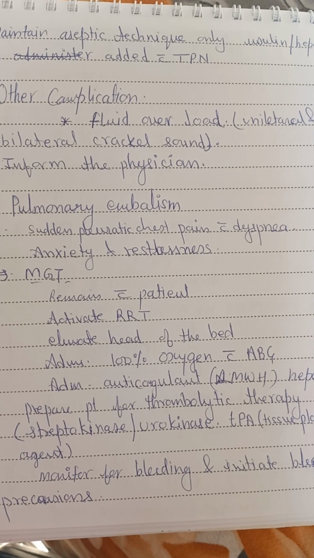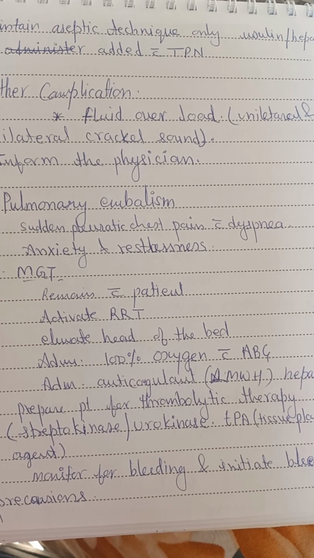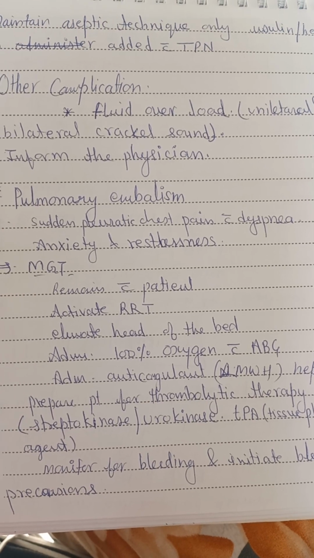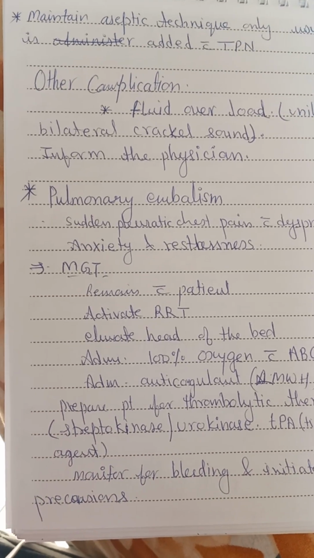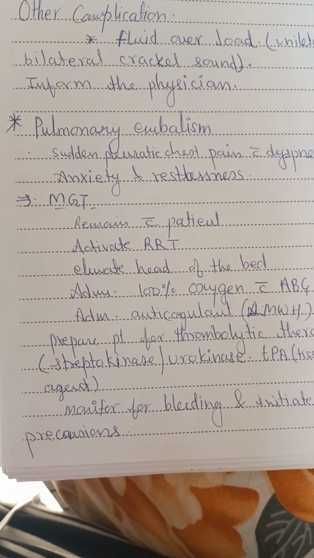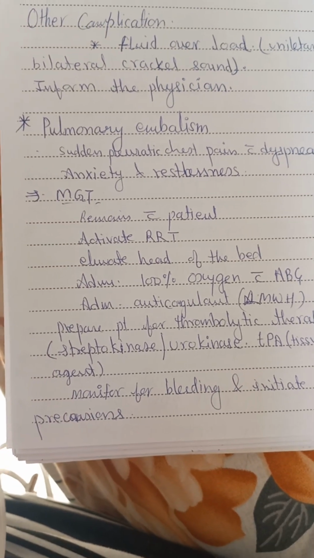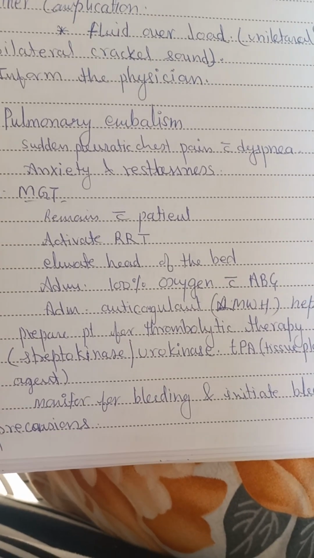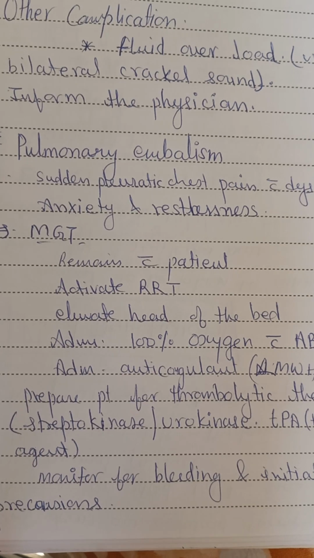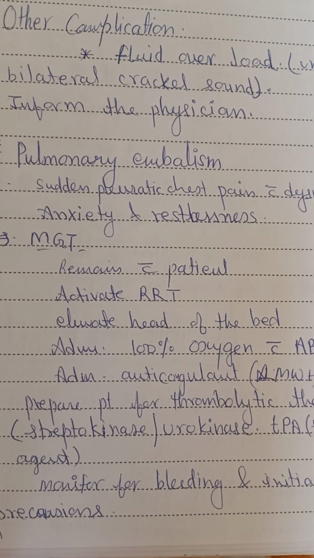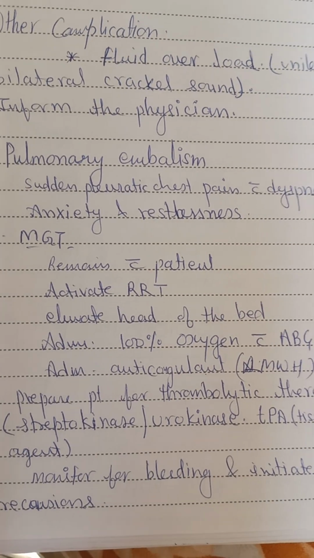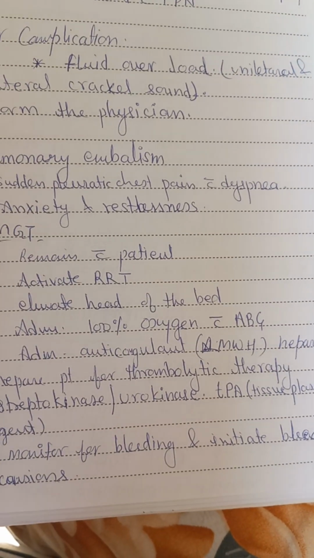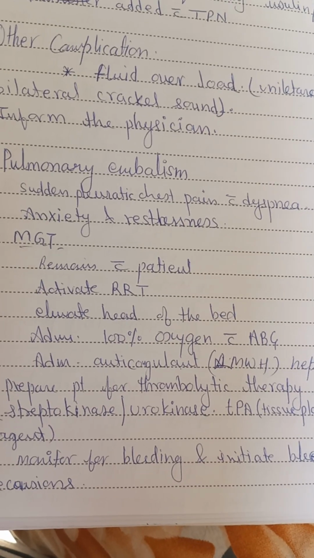Pulmonary embolism, we will see sudden pleuritic chest pain with dyspnea, anxiety or restlessness. Then management of pulmonary embolism. You have to remain with the patient and have another nurse activate the RRT, rapid response team. Elevate the head of the bed, administer 100% oxygen or send ABG.